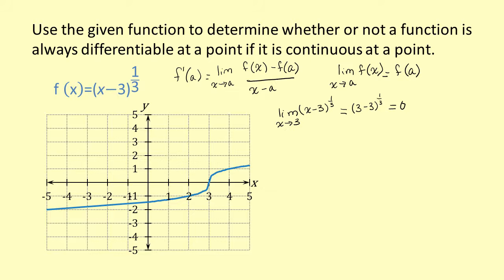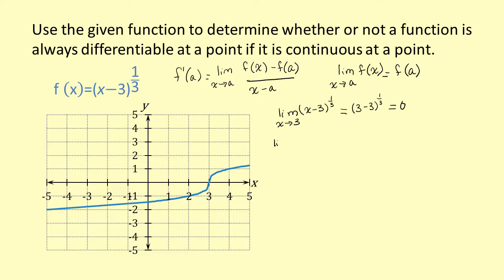Now that we know the graph of (x - 3)^(1/3) is continuous at 3, let's see if this fact guarantees the function is differentiable at 3. We can determine if the function is differentiable at 3 by evaluating the limit of the difference quotient as x approaches 3 from both the left and right directions. If the resulting limits are equal and finite, then the function is differentiable at 3. If they are not equal and finite, then the function is not differentiable at 3.